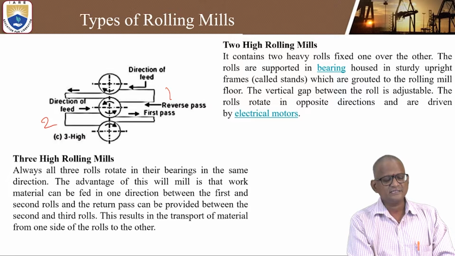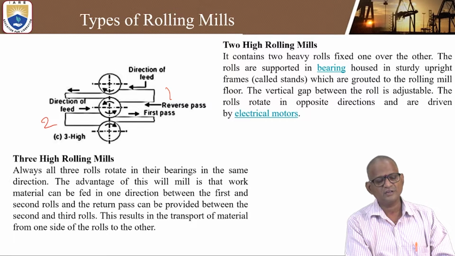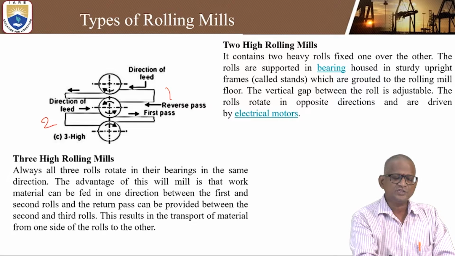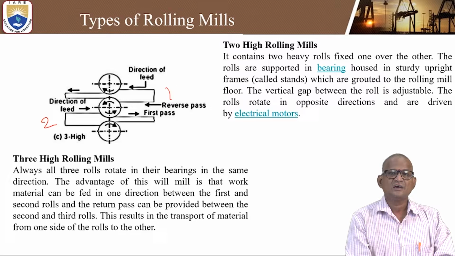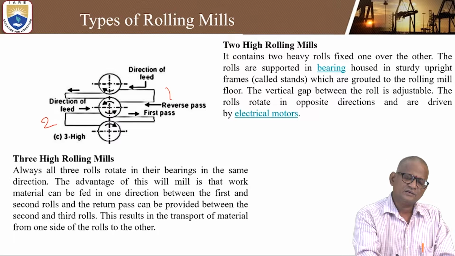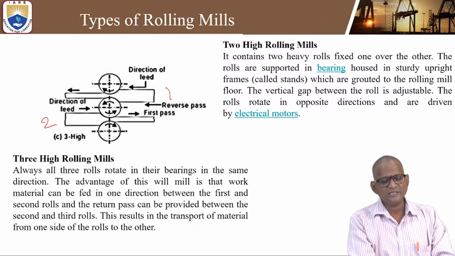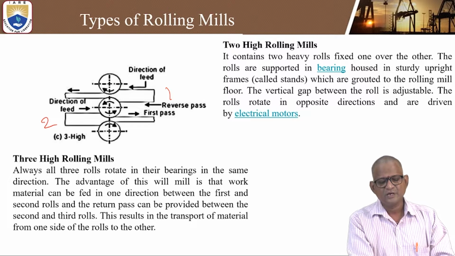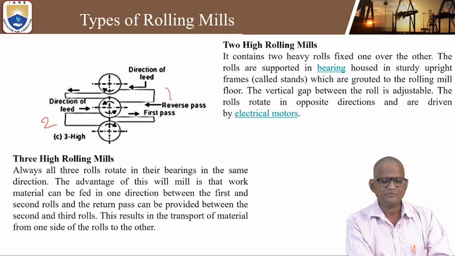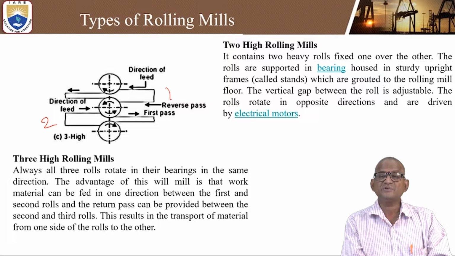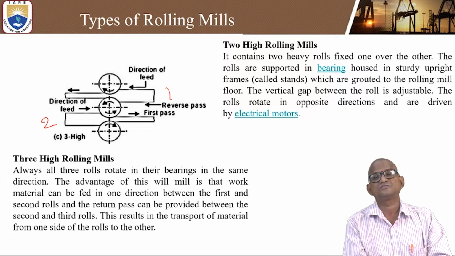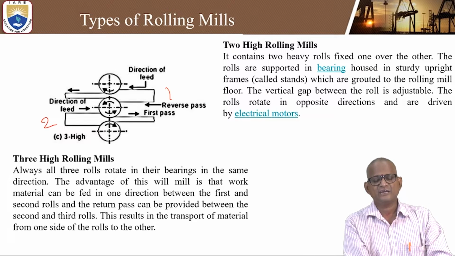Okay, and let us see the 3 high rolling mill. All the 3 rolls rotate in their bearings in the same direction. You can see that if this one is clockwise, this may be anti-clockwise, and this will be clockwise, and this is in anti-clockwise direction. But the advantage of this 3 high rolling mill is that work material can be fed in one direction between the first and second rolls, and the return pass can be between the second and third rolls. That is the only principle behind 3 high rolling mills.